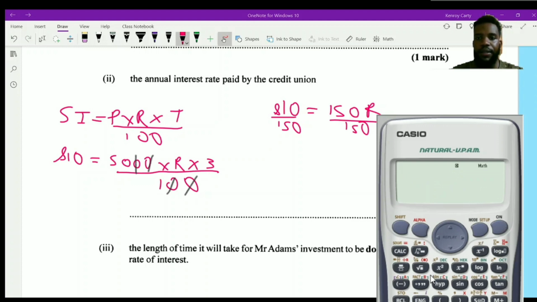So we're going to say 810, so 810 divided by 150 would be equal to 5.4. All right, good. So my interest rate would be 5.4%. Without a percent, you know it's not interest.